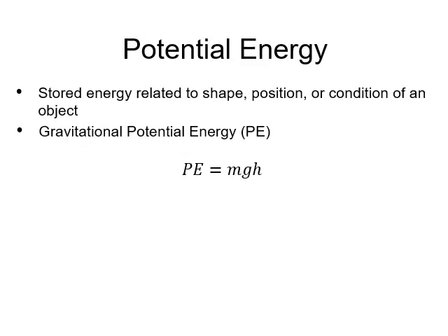First, we're going to start off with potential energy. So again, this is just stored energy, and it all has to do with the shape, the position, or some type of condition of an object. So in terms of gravitational potential energy, this is specifically potential energy that's influenced by gravity. We have the generic formula PE equals mgh. So PE, of course, stands for potential energy, and here potential energy is measured in joules.